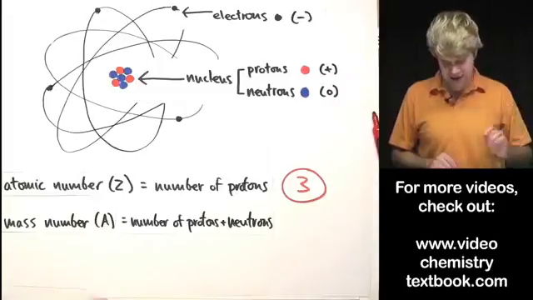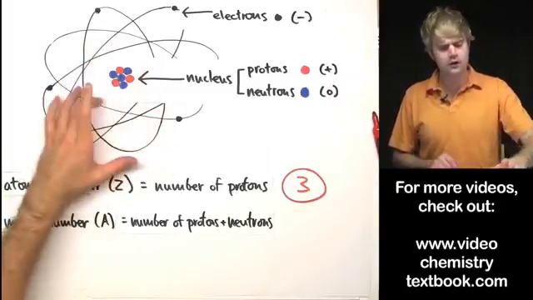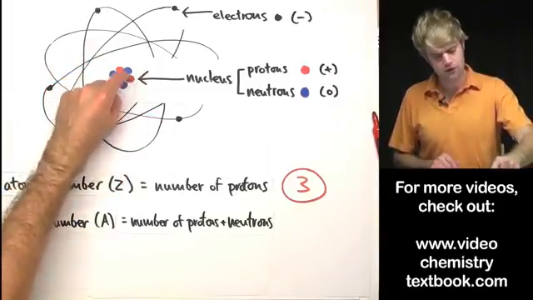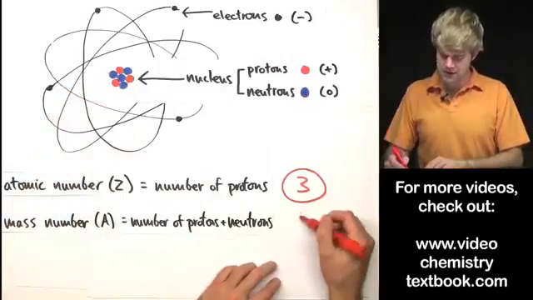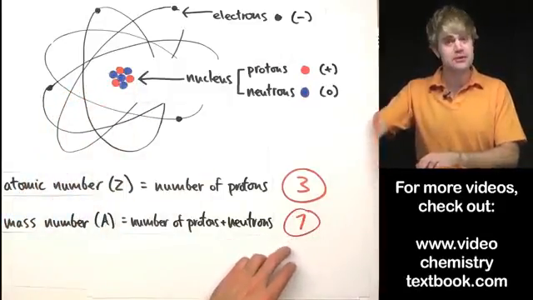So anyway, for mass number, we want to count all of these together. 1, 2, 3, 4, 5, 6, 7. The mass number of our atom here is going to be 7.